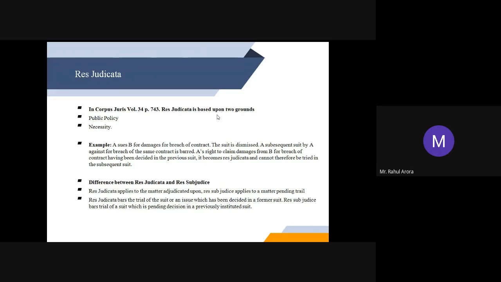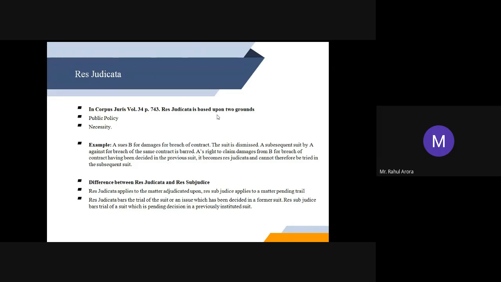Now I would like to give an example with regard to the doctrine of res judicata. A sues B for damages for breach of contract. The suit is dismissed. A subsequent suit by A against B for breach of the same contract is barred. A's right to claim damages from B for breach of the contract having been decided in the previous suit, it becomes res judicata and therefore cannot be tried in a subsequent suit.